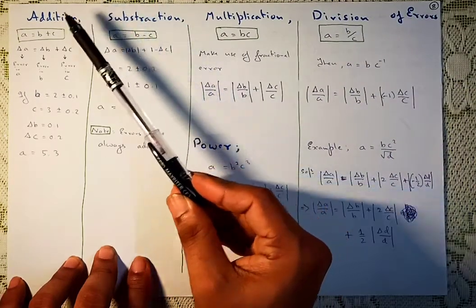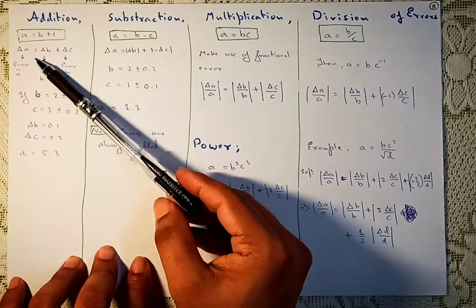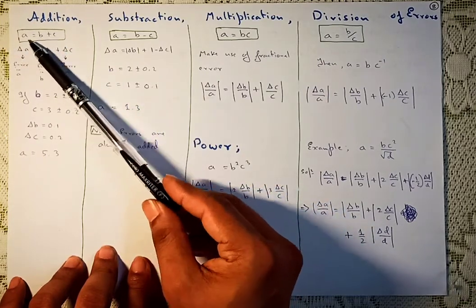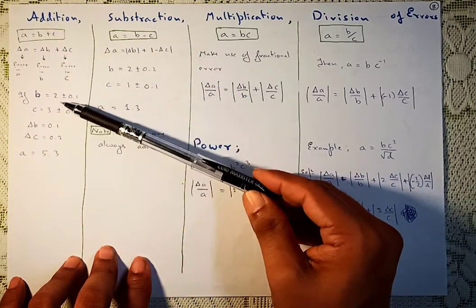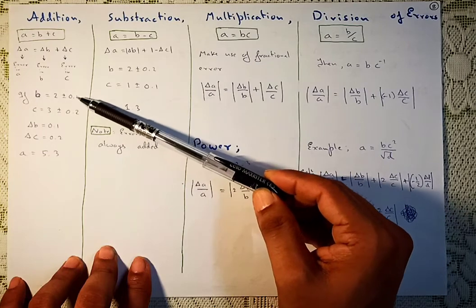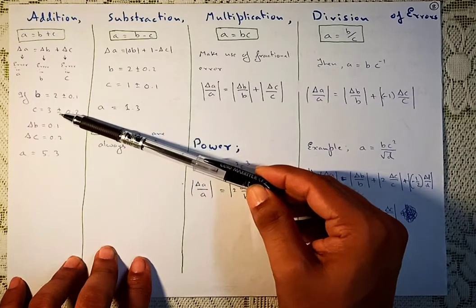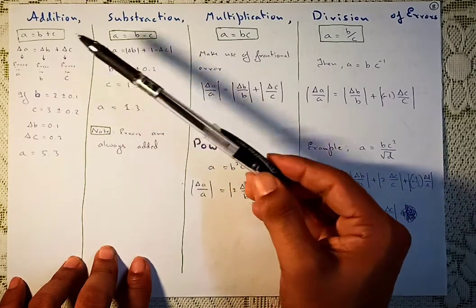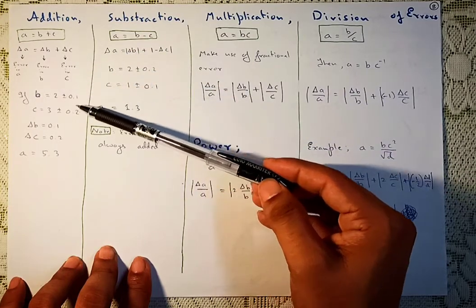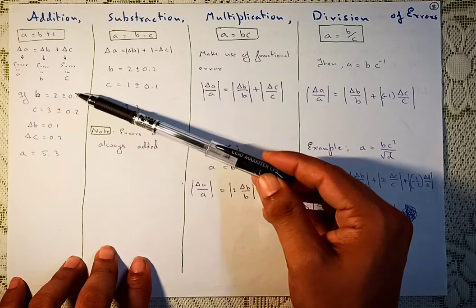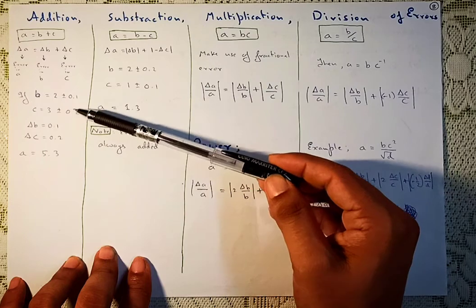In case of addition, if I have been given A is equal to B plus C, and I have been asked to calculate A, B is given to me as 2 plus minus 0.1 and C is given to be 3 plus minus 0.2. So here you can easily figure out the error. In case of B, the error is plus minus 0.1. In case of C, the error is plus minus 0.2.